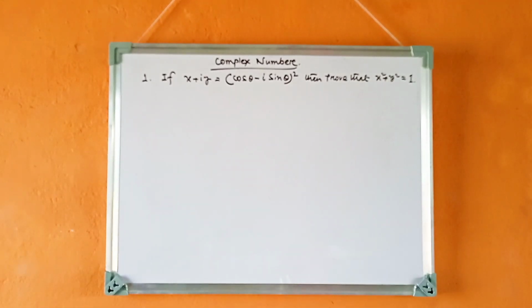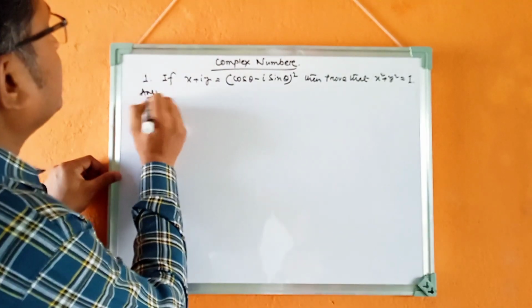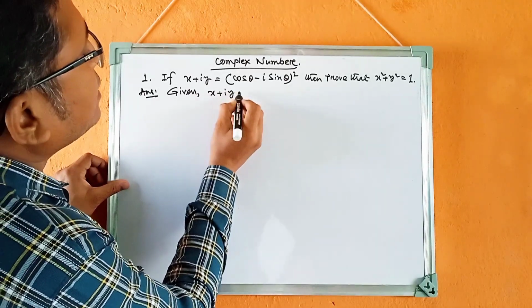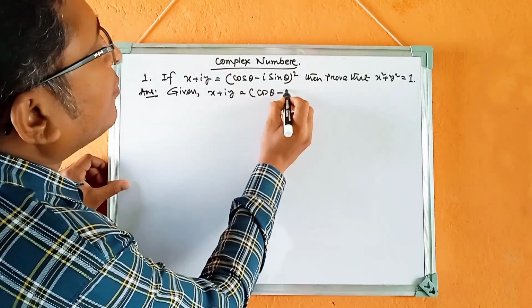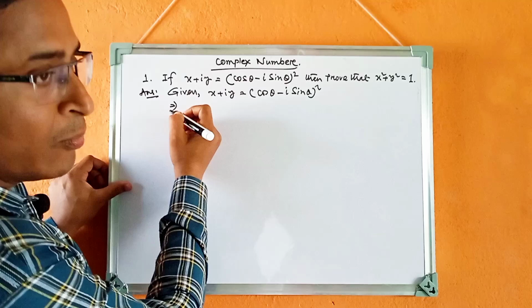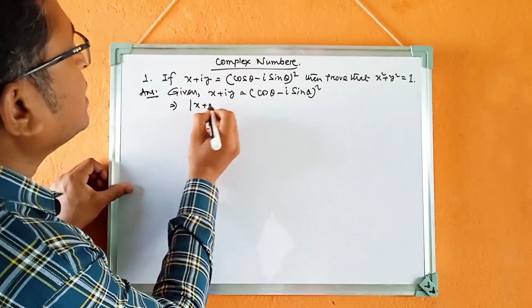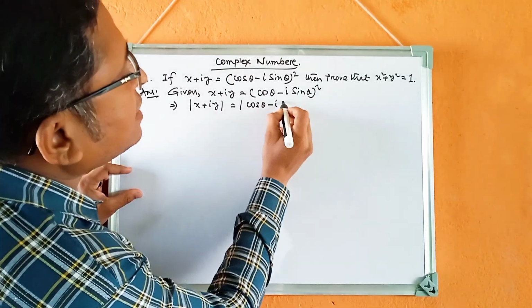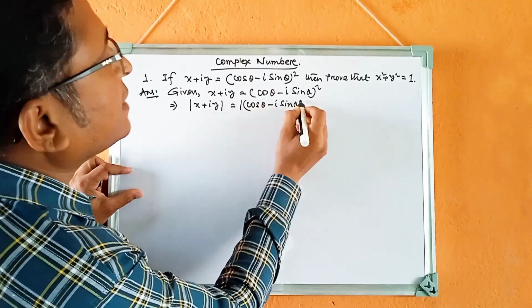I repeat the question. x plus iy equal to (cos theta minus i sin theta) whole square. Then prove that x square plus y square equal to 1. Now see how to solve this sum. Given x plus iy equal to (cos theta minus i sin theta) whole square. Now taking mod on both sides, that means mod of x plus iy equal to mod of (cos theta minus i sin theta) whole square.